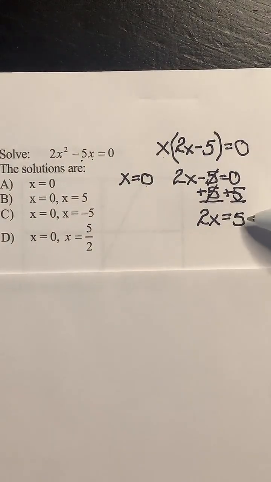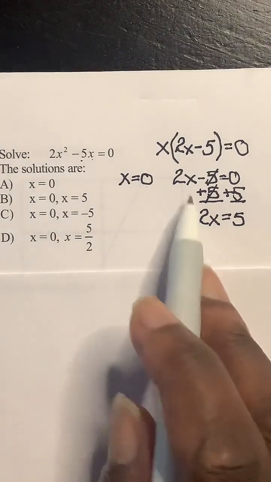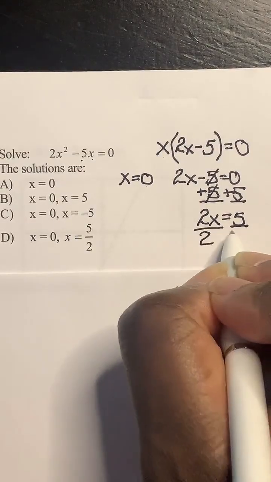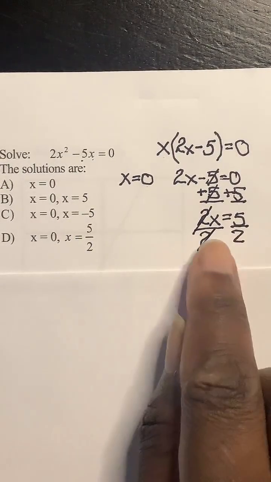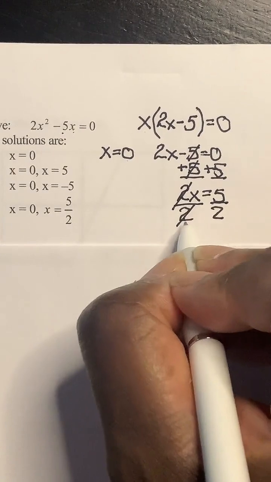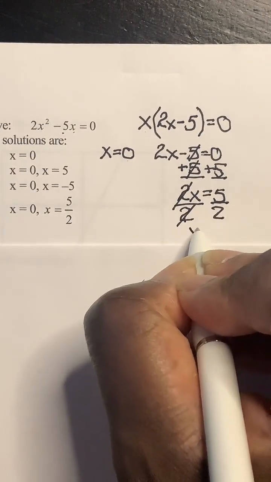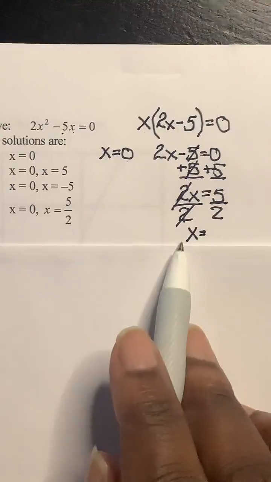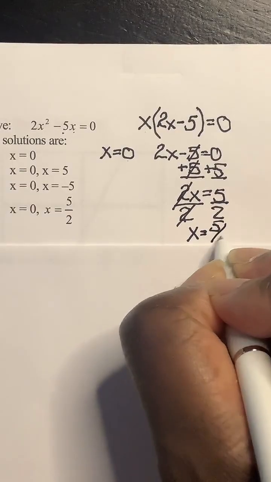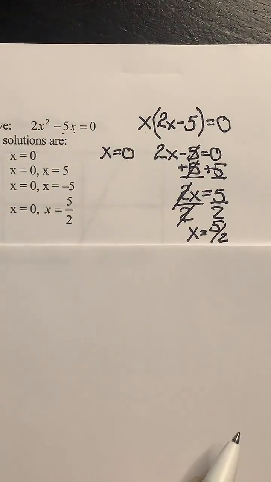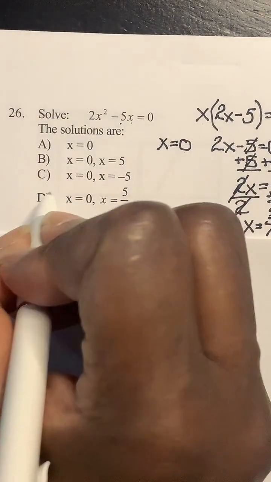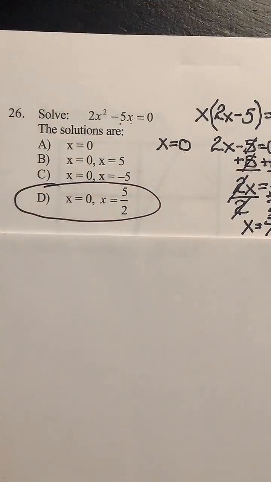So 0 plus 5 gives me 5. Then I bring down my 2x. Divide both sides by 2. The reason why I'm doing this is so I can get x by itself. So 2 divided by 2 gives me 1. And I could just simply bring down the x because the 1 is understood to be in front of the x. And then you keep it as your 5 halves. You don't have to change it to a decimal because do we have any decimals in our answer choices? Nope. Answer is D.